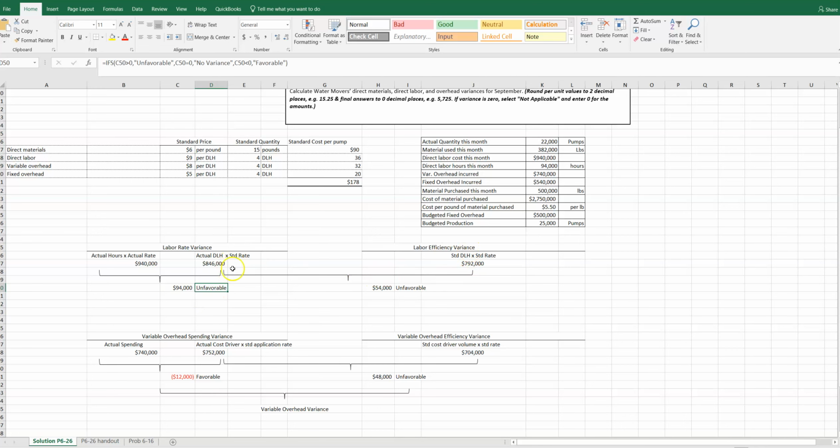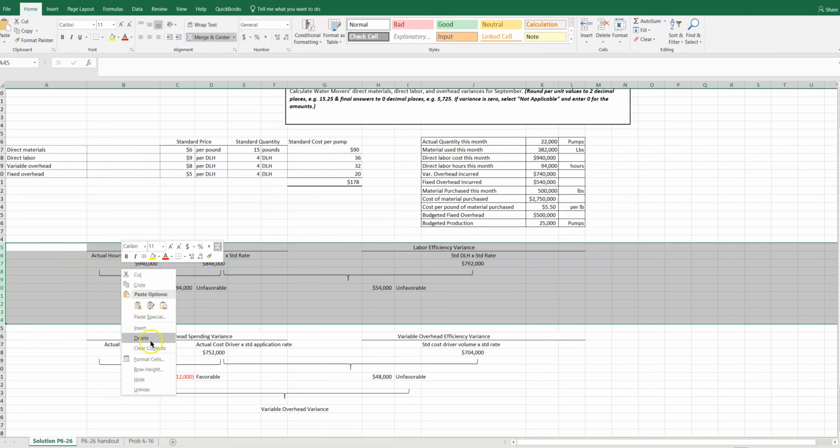Labor efficiency variances, we're going to compare that number, $846,000, to the standard direct labor hours for the pumps produced times the standard rate. We know the standard rate is $9. The standard direct labor hours per pump is 4, times 22,000 pumps. And you can see that happens. And that gives us $792,000 standard labor cost for the amount of pumps produced, and gives us a $54,000 unfavorable labor efficiency variance.